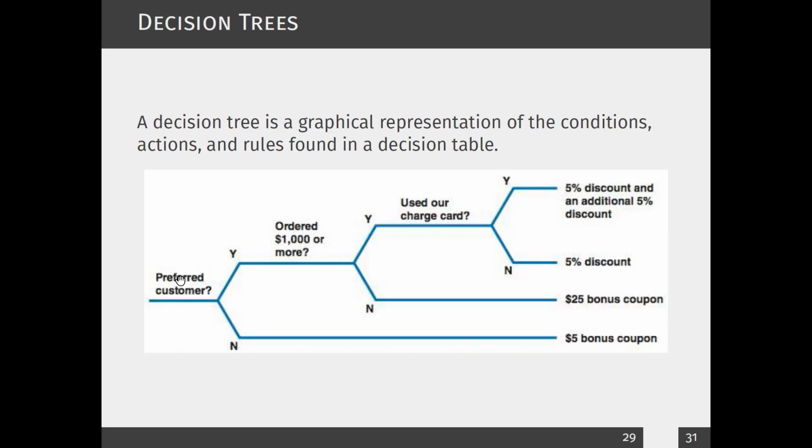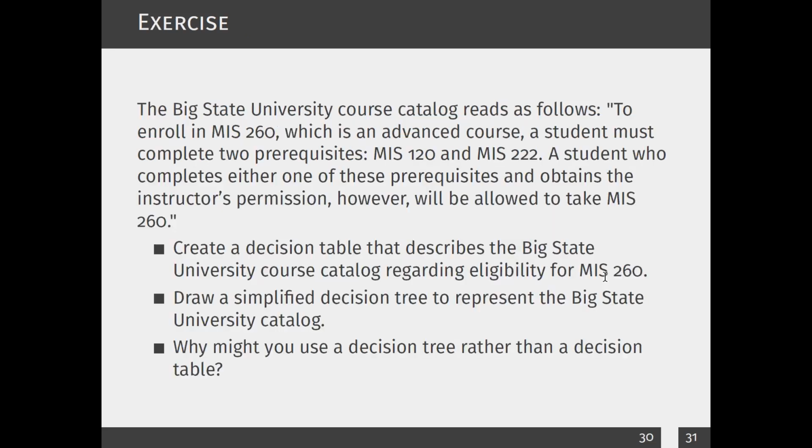Now let's say you are a preferred customer and you have ordered 1,000 or more, but the next question is whether the person actually used our charge card. If that is yes, then you will get 5% discount and an additional 5%. If the person has not used our charge card, then it will be 5% discount.